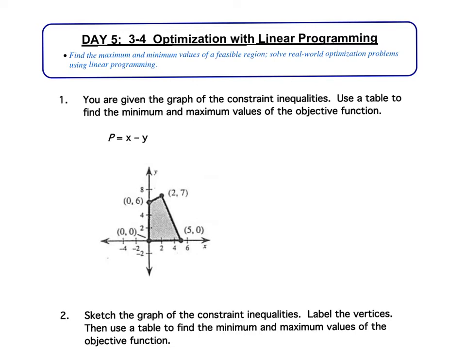So we're going to be looking at two problems today, starting at problem 1. You are given the graph of the constraint inequalities. Use a table to find the minimum and maximum values of the objective function. Okay, so there's a lot going on here.